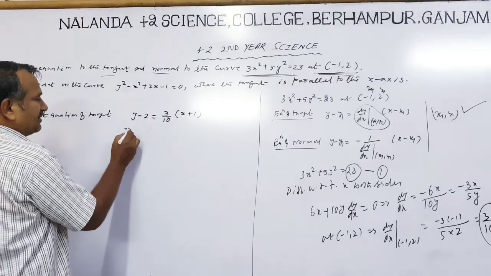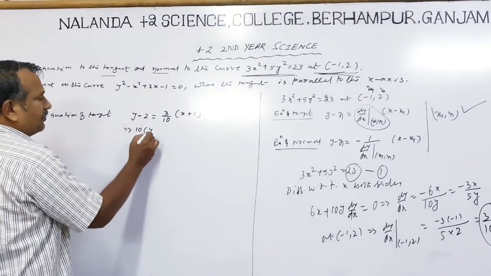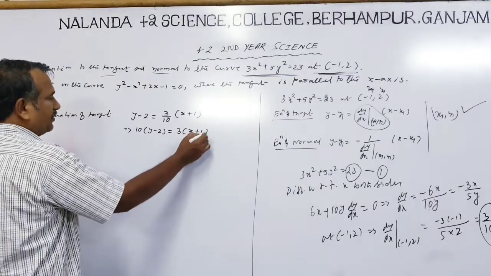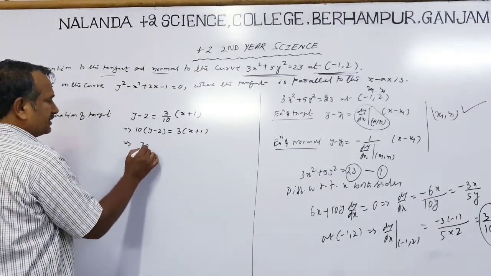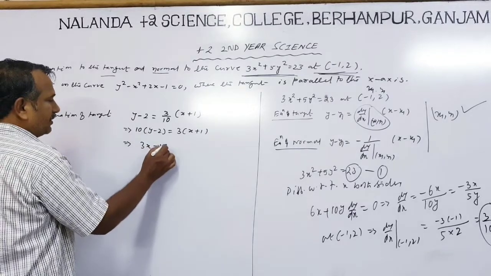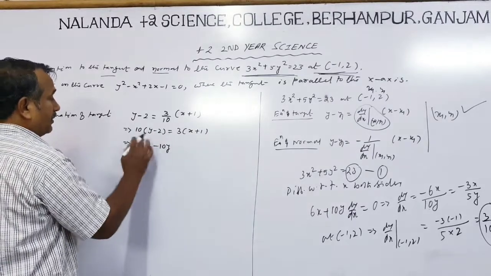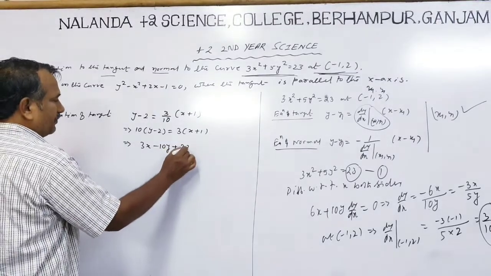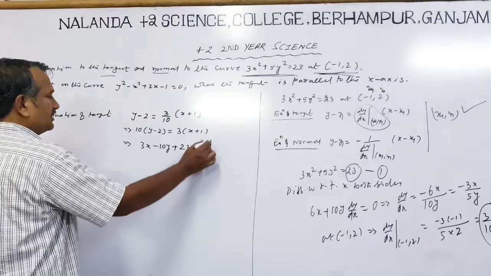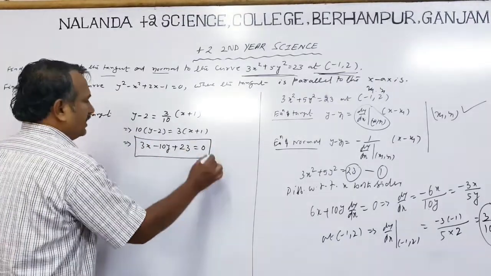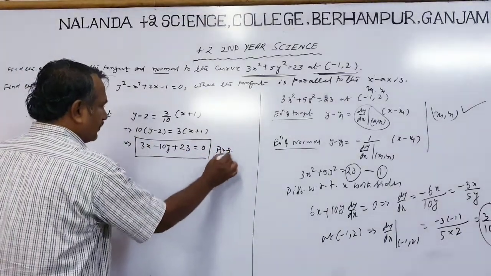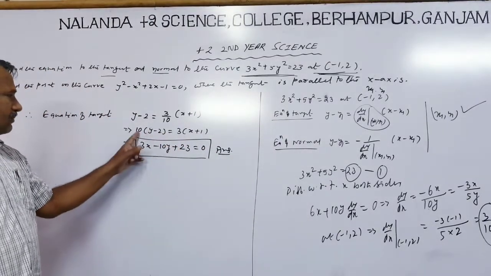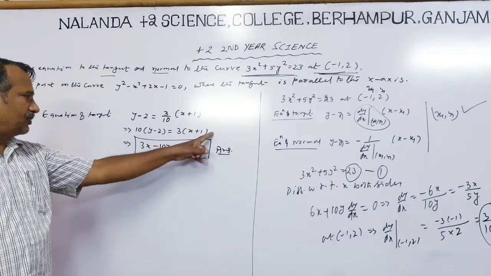Now by cross multiplication, 10 into y minus 2 equal to 3 into x plus 1, or 3x minus 10y plus 20 plus 3 equal to 0. Now this is the equation of the tangent.